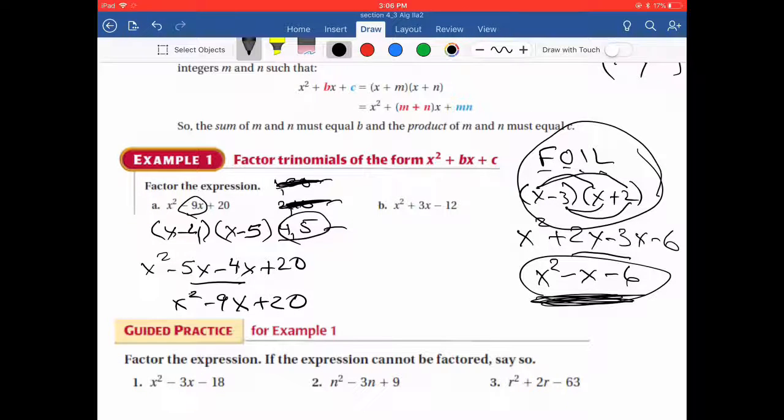Let's try letter B. Again, first thing, pairs of parentheses. X squared, when we get x squared, multiplying x times x. Simple so far. All right, the 12. List all factored pairs. 1 and 12, 1 times 12 gets me 12. 2 times 6. 3 times 4. And I'm trying to get a 3.